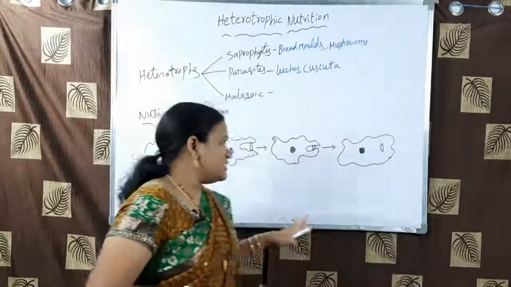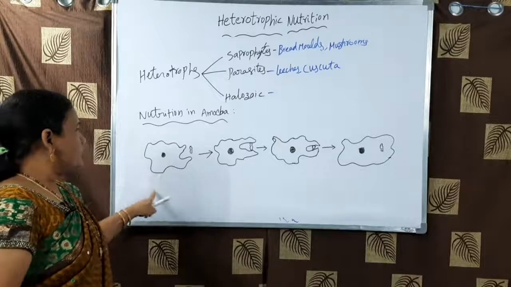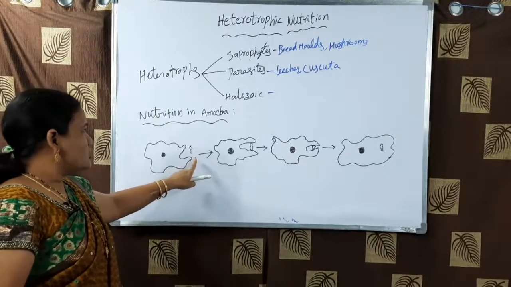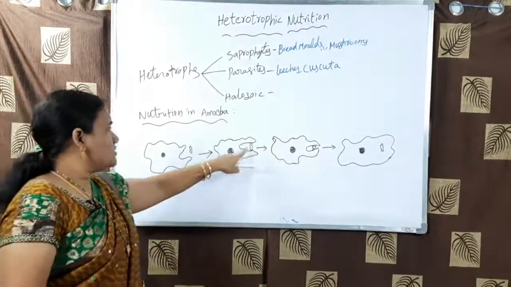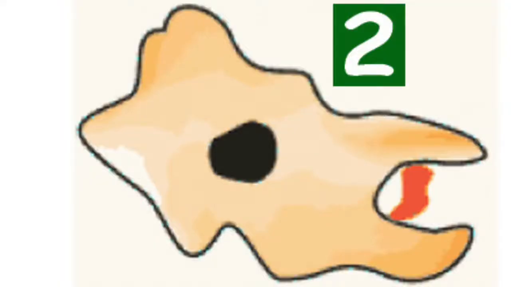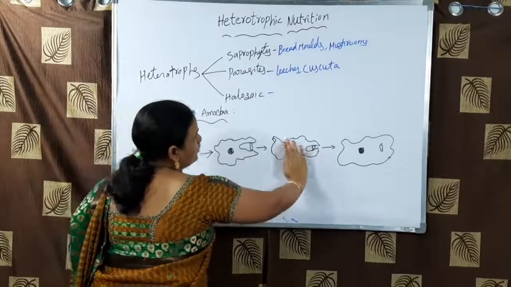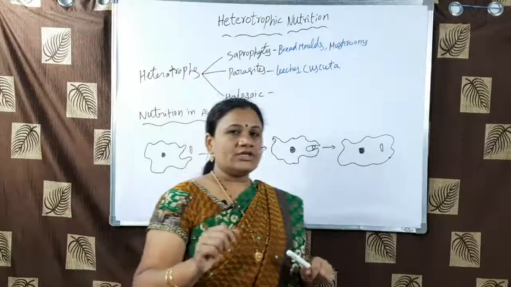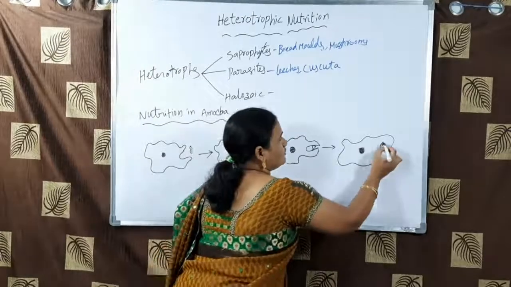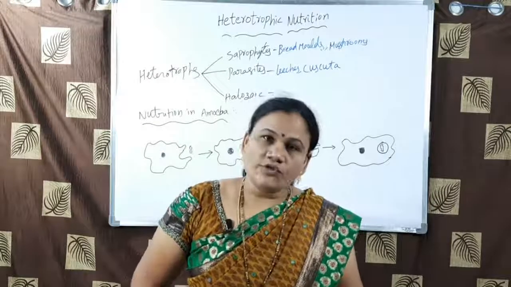See here, amoeba, this is a food particle. By extending its finger-like projections, the pseudopodia, it slowly touches the food and slowly fuses over the food. Finally, food enters into the body, and later on enters into the food vacuole. After that, the food dissolves in the cytoplasm of the amoeba.